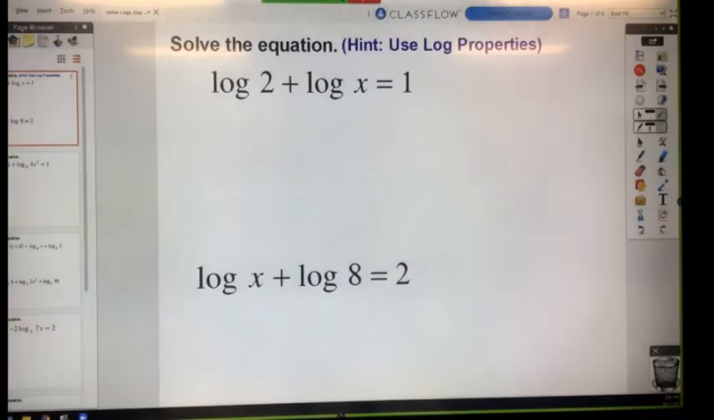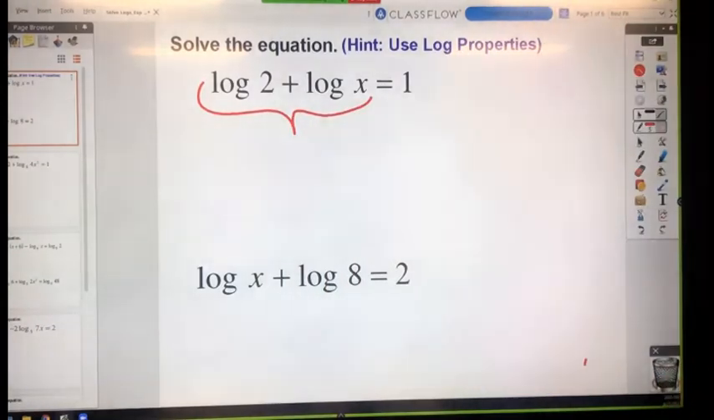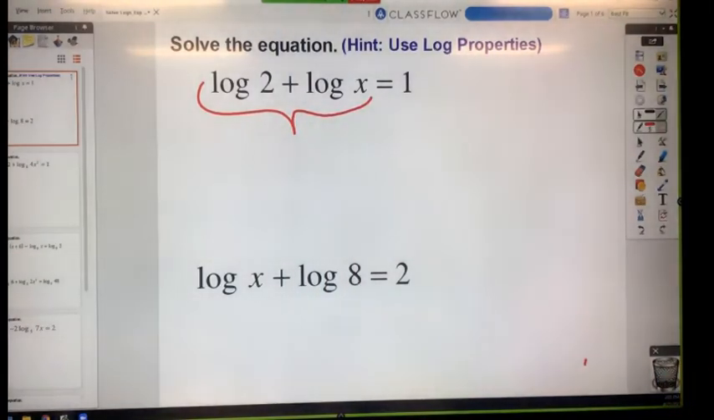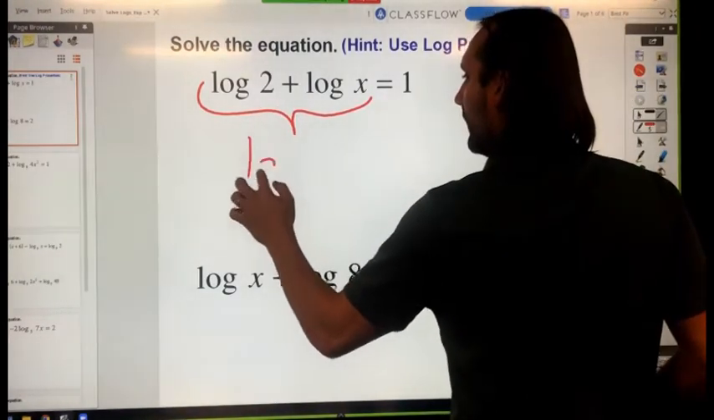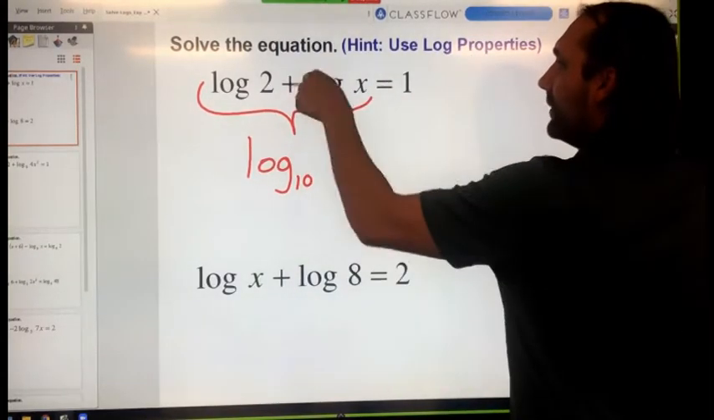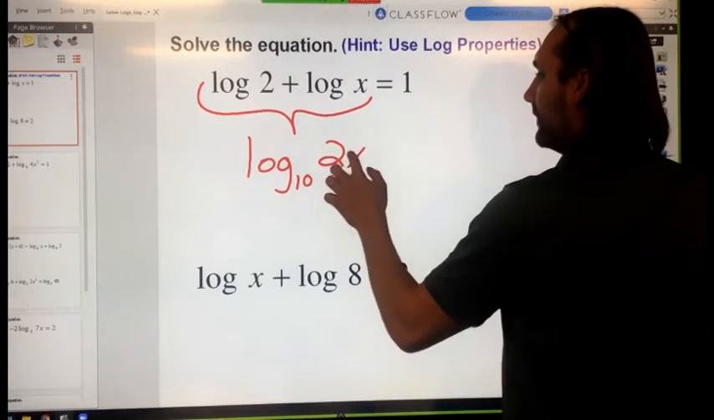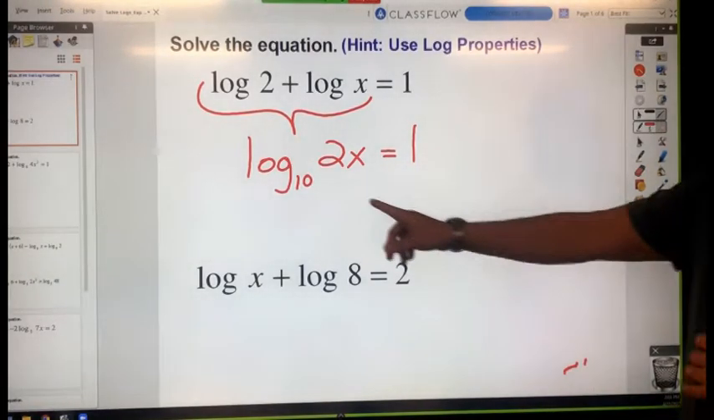The issue here is that I have 2 logs, and I want to turn those 2 into just 1. That's going to make solving a lot easier. So what do I have to do to turn those 2 into 1? Multiply them, or use my product rule, right? Notice that they have the same base, log of base 10, and since these are same base and they're being added, I can multiply these values inside. That gives me log of 2x equals 1. Now this looks like a lot cleaner problem to solve.